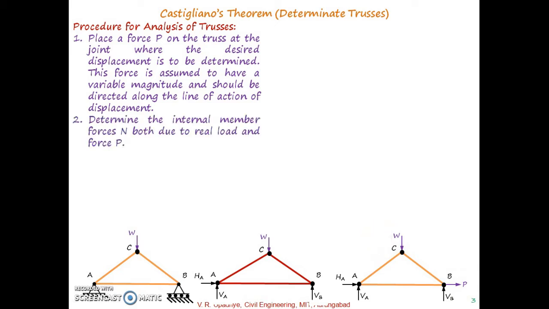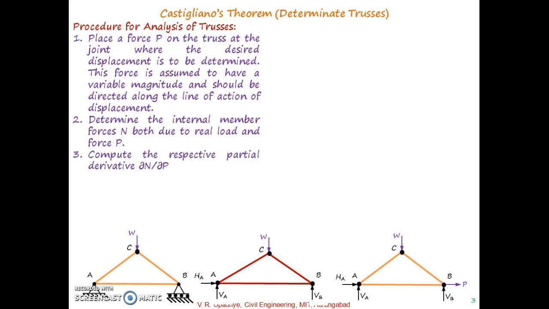Then we will find the internal member forces, that is capital N, due to both the real load and the force P applied. So this is the real load W, and force P is applied to find the deflection at that particular joint. Due to both these forces, we will find the internal member forces, and initially we will call them capital N.